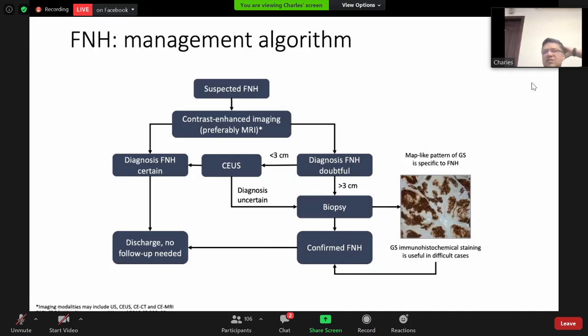So, for suspected FNH on ultrasound, the imaging of choice is MRI. If the diagnosis is certain, then no further follow-up. If the diagnosis is in doubt and the lesion is less than 3 centimeters, you can do a contrast enhanced ultrasound. If the lesion is more than 3 centimeters, then a biopsy will confirm the diagnosis of FNH.